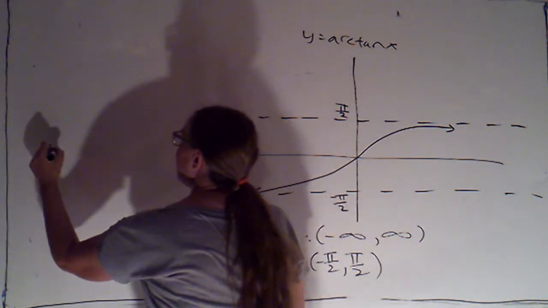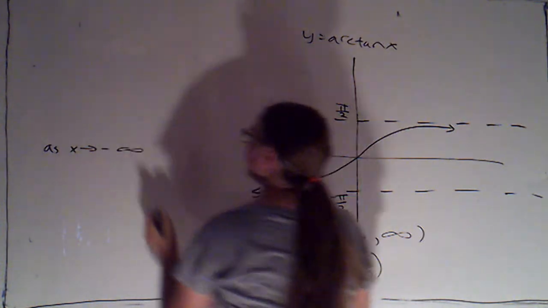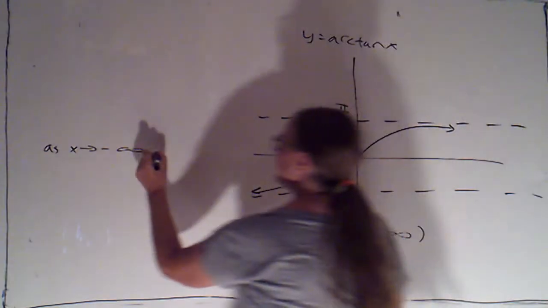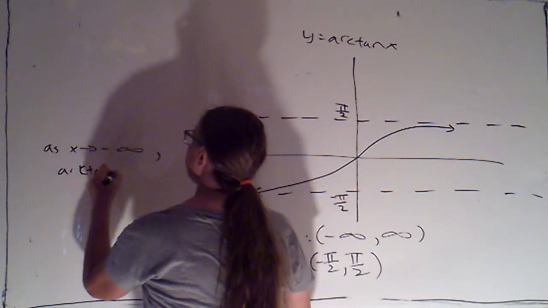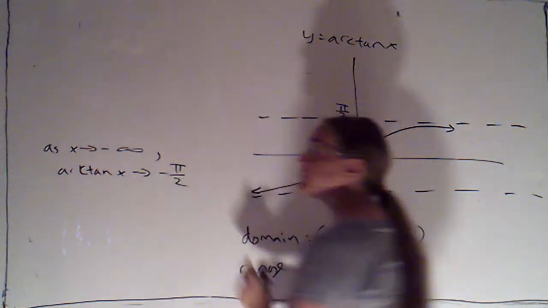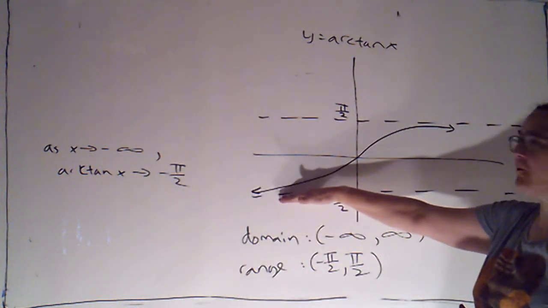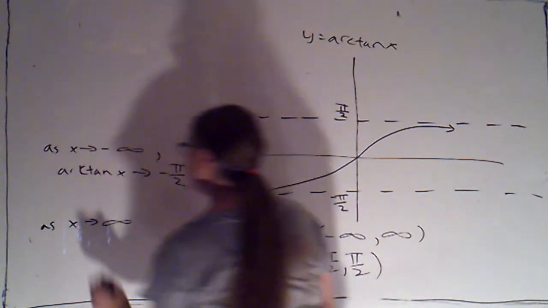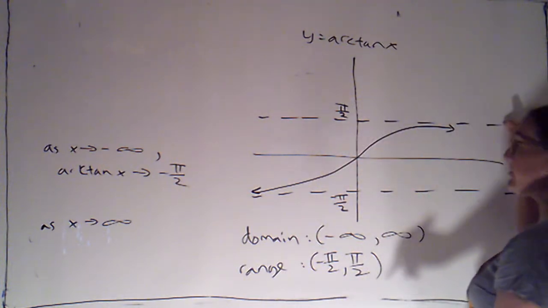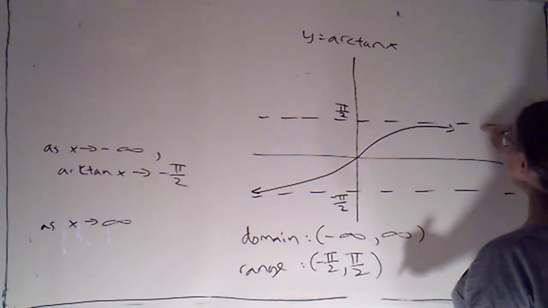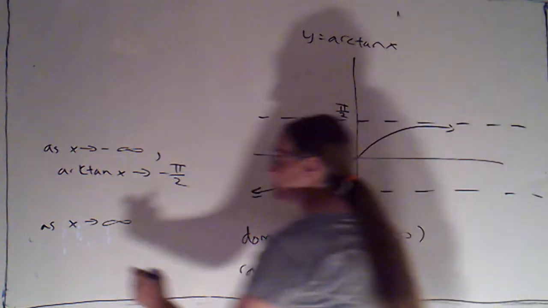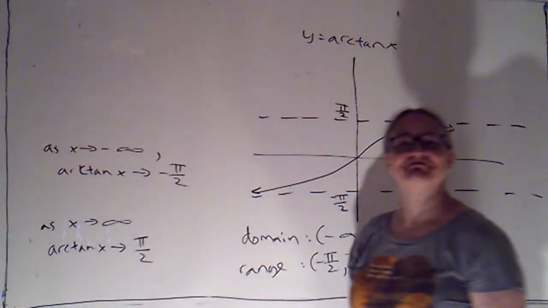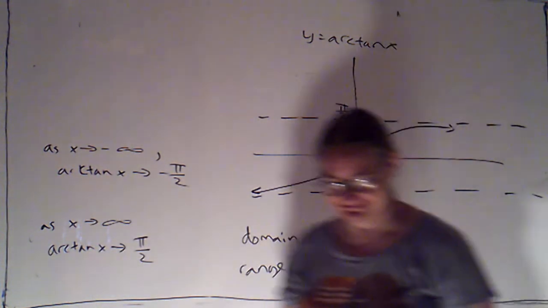So I can say as x goes to negative infinity, so that's describing the end behavior on the left, as we go off to negative infinity, arctan of x goes to -pi/2. We're approaching the y value of this asymptote. And then as x goes to positive infinity, so now we're describing the end behavior on the right side. As we go far to the right, our y values are approaching positive pi/2. So arctan of x approaches pi/2. Good stuff.